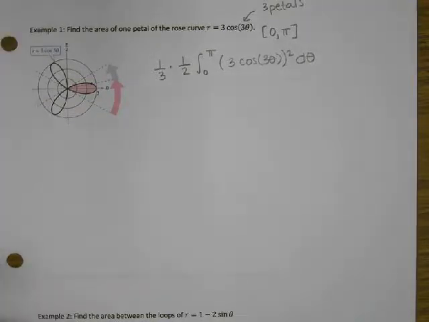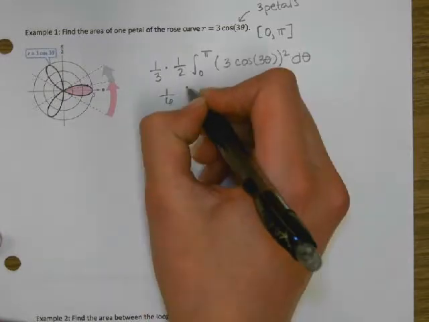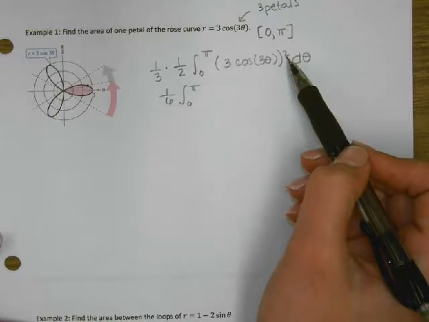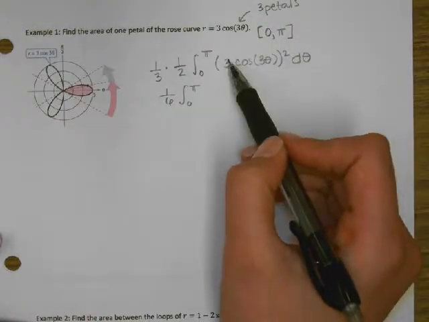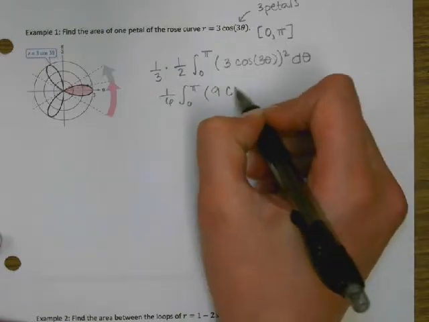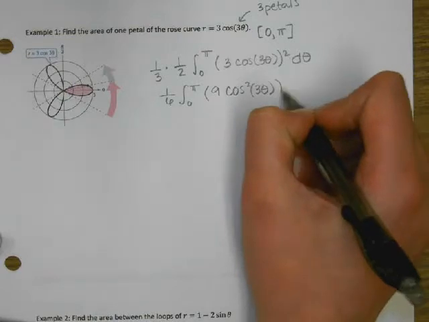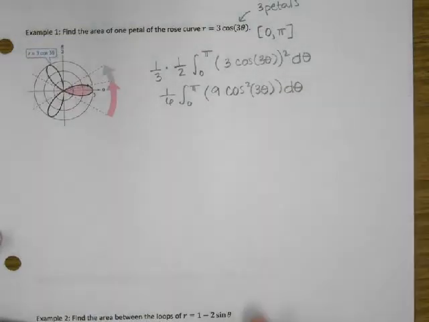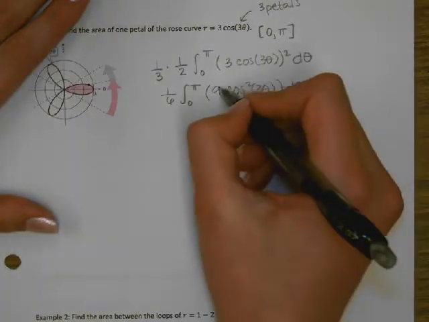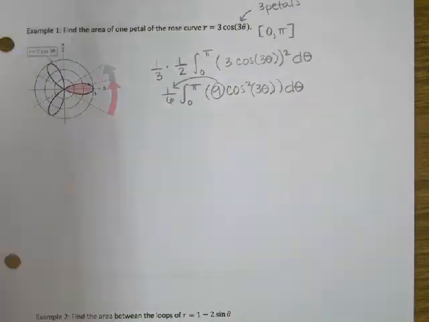All right, so if we simplify this by hand, we have 1/6, 0 to pi, and now I need to square both of these things. So 3 squared and cos squared, so that gives me 9 cos squared of 3 theta. And then with that, I can go ahead and take that 9 and move that to the front. So that's going to give me 9/6.